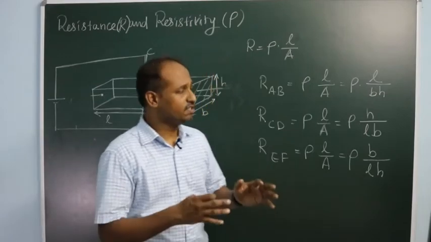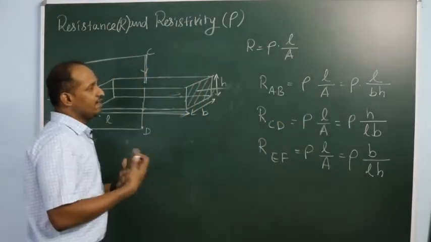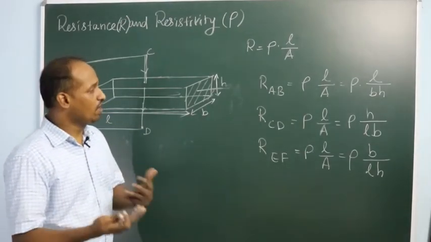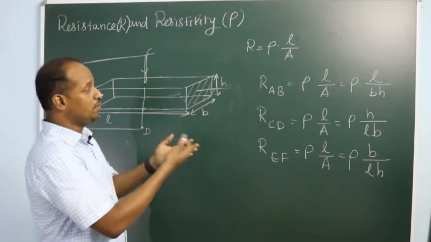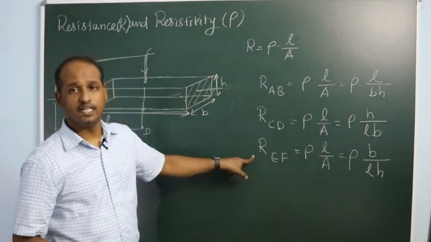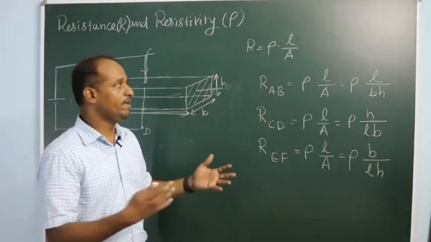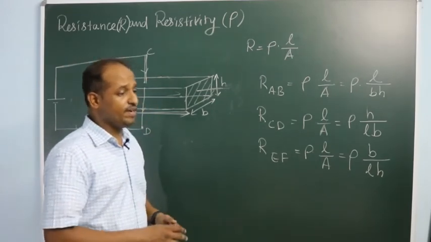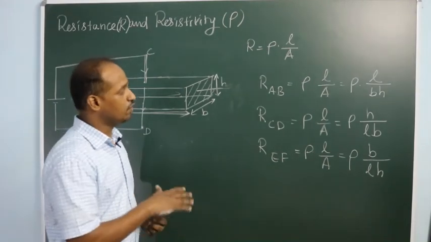But this also depends on the values of L, B and H. If they say B is half the L, H is 1/4 of the L, we can substitute the corresponding values and compare RAB, RCD and REF. That is not a big deal. So you will be able to do it, and in the subsequent videos we will take the tool of integration to find out the resistance.